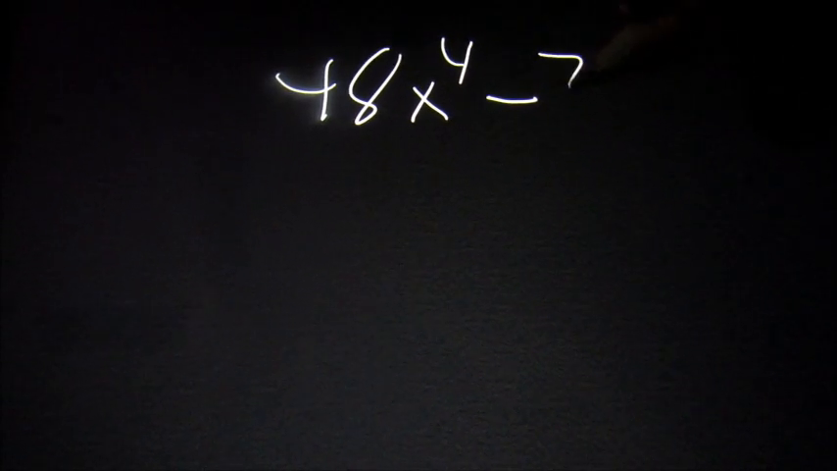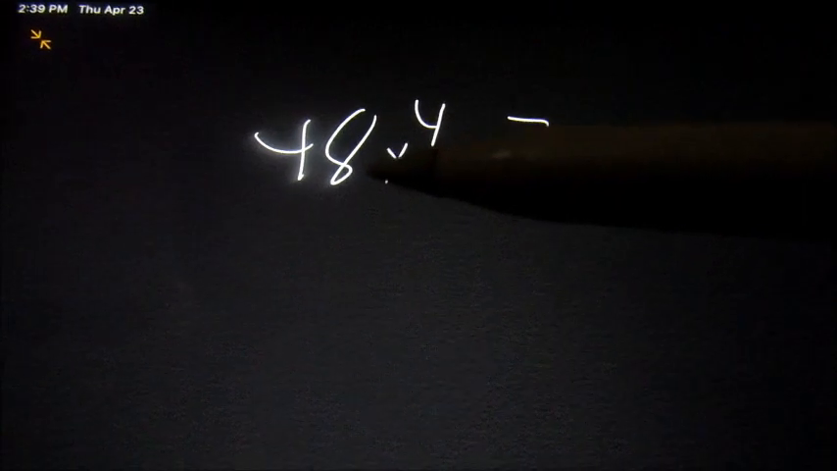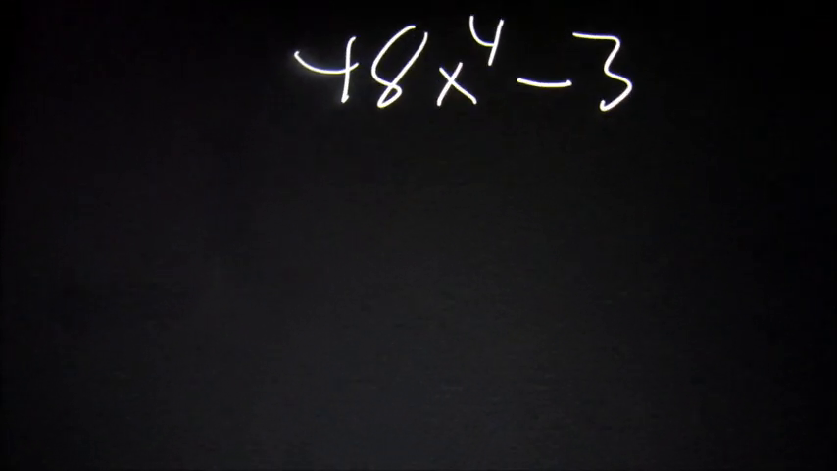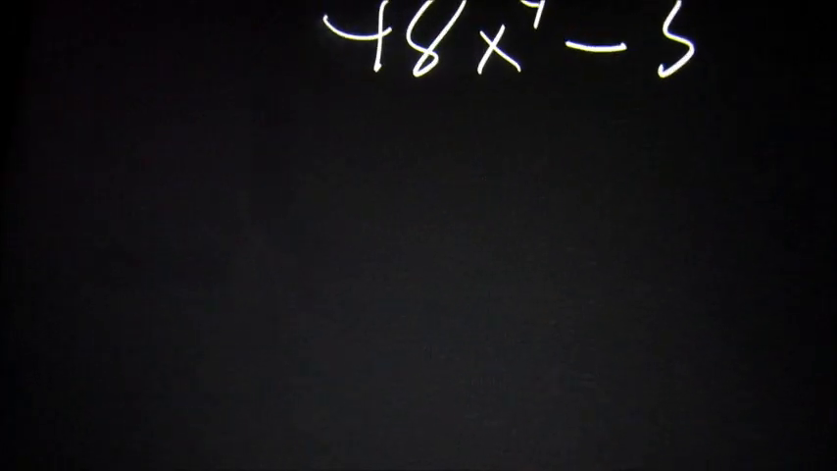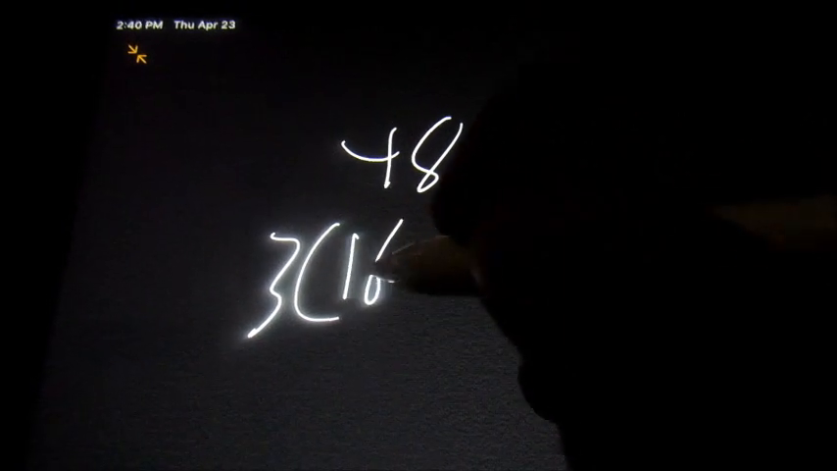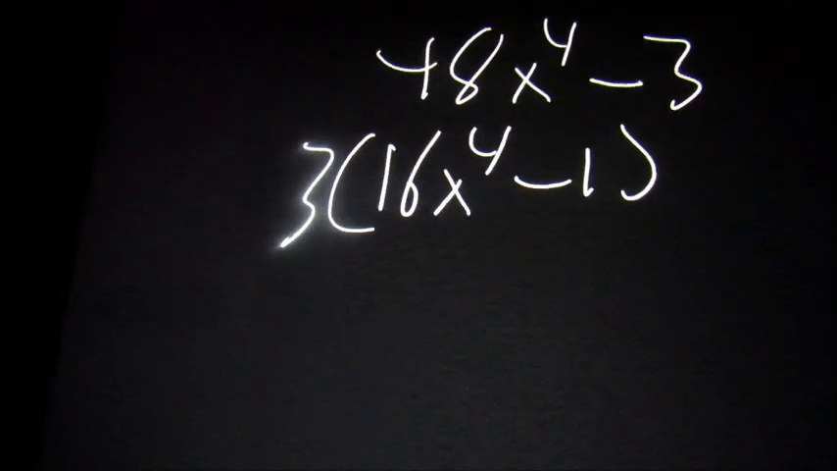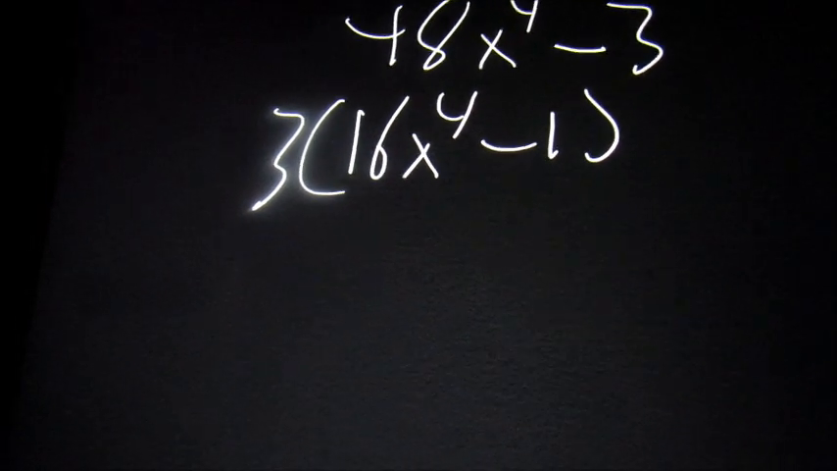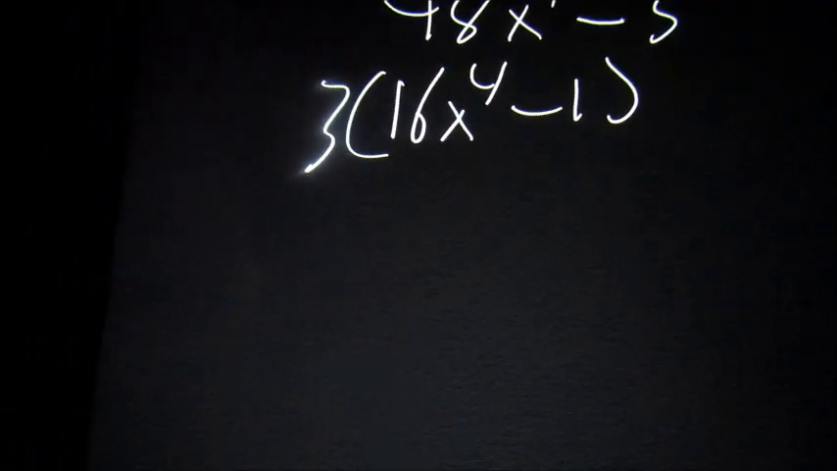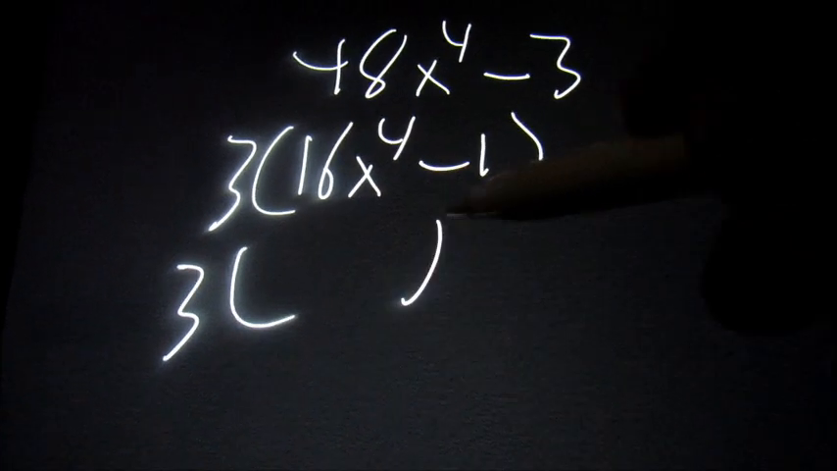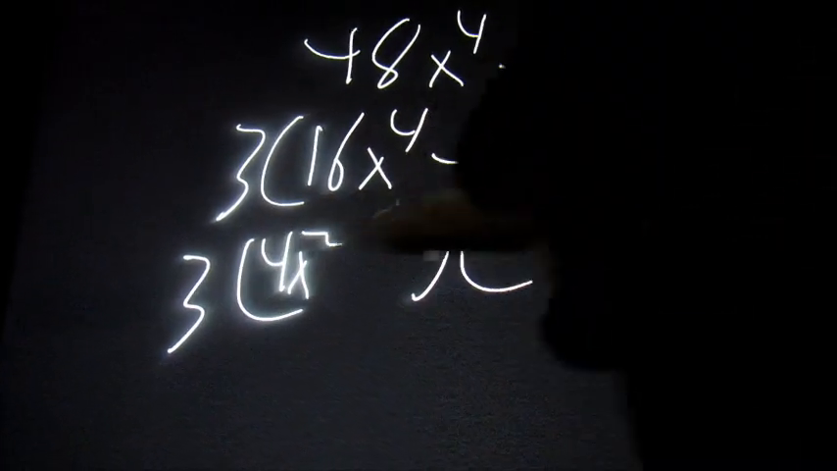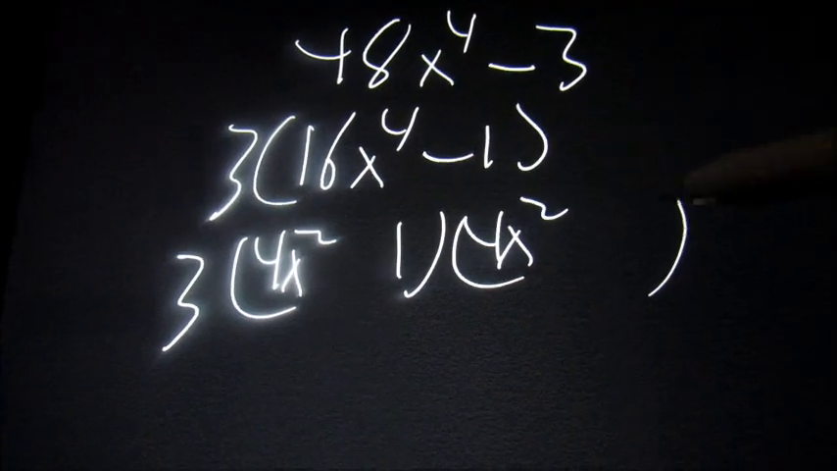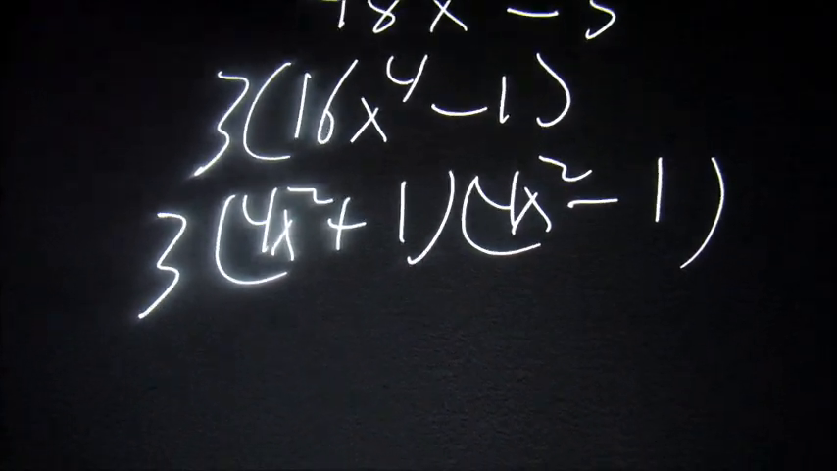Okay. Now let's look at this one. 48x to the 4 minus 3. Neither 48 nor 3 is a perfect square, but we can factor out a 3 here because 3 will go into 48. So we're going to factor out a 3, and we're left with 16x to the 4 minus 1. 16x to the 4 is a perfect square, so is 1. So we have a difference of two squares. So we keep the 3, and we're going to have a 4x squared and a 1. One's going to be plus, one's going to be minus.